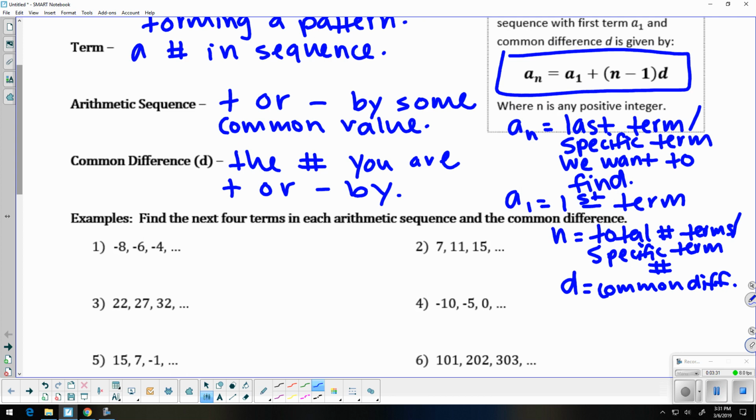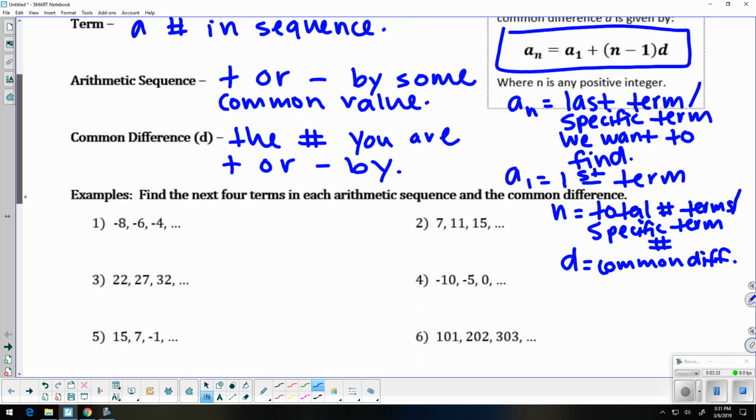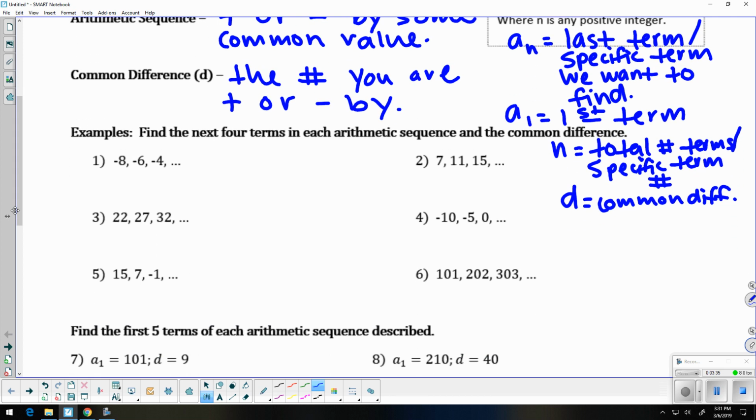Here we go. These examples say to find the next four terms in each arithmetic sequence and also the common difference. So first figure out the pattern. Looking at these numbers, if I'm starting with -8, then I go to -6, and then to -4, what are we doing each time? Well, the common difference is that you're just adding 2. I'm increasing by 2 every single time. So that's my common difference. Now find the next four terms. If you keep doing this pattern, after -4, you would have -2, and then 0, and then 2, and then 4. And that's all you have to do.